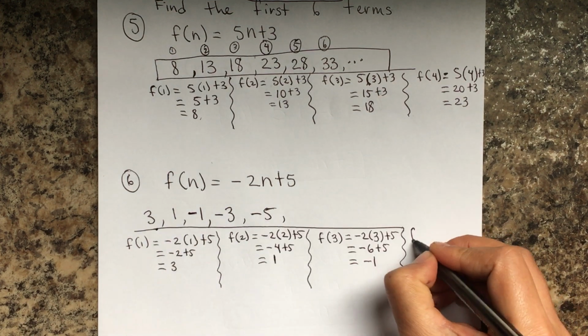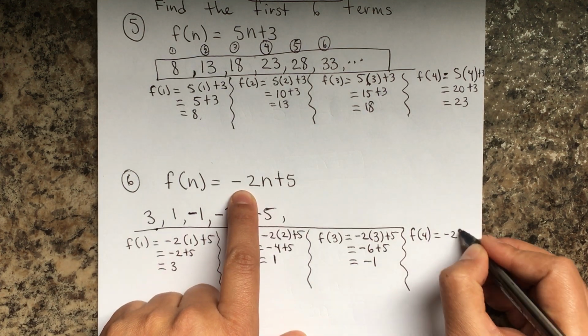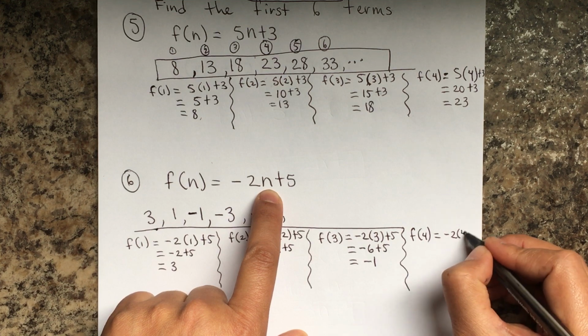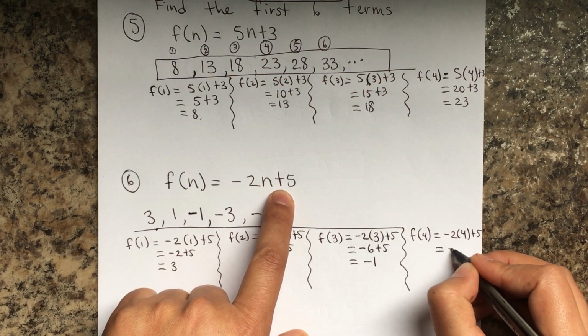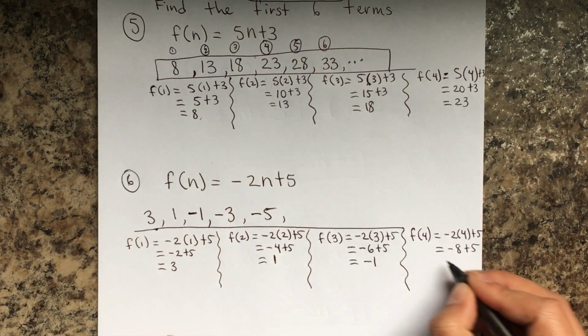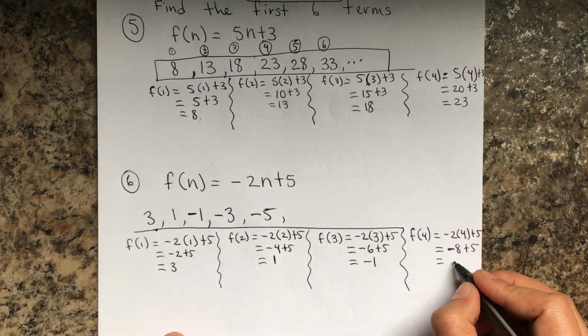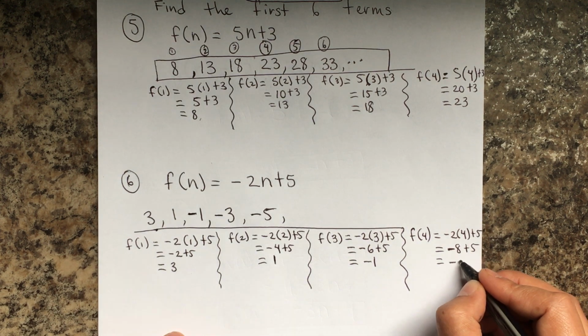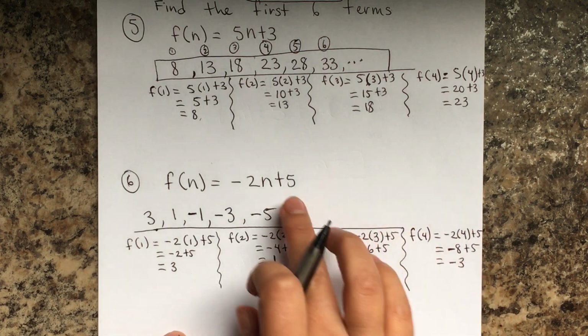Okay? Maybe like f of 4 equals negative 2 times the value of 4 plus 5. And so negative 2 times 4 is negative 8 plus 5. In here, I owe $8 but have $5. I pay with those 5, and now I owe only 3. So see, negative 3 for the fourth one.